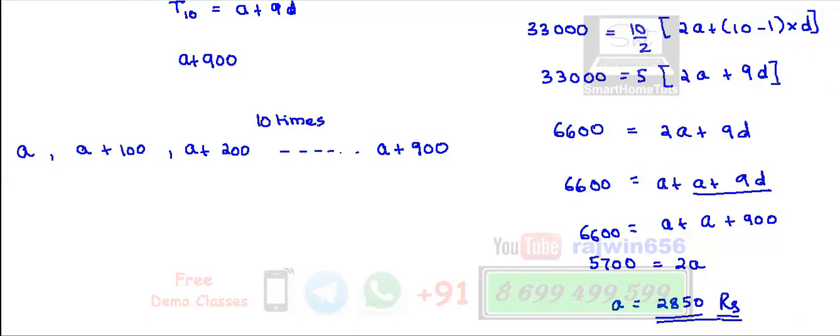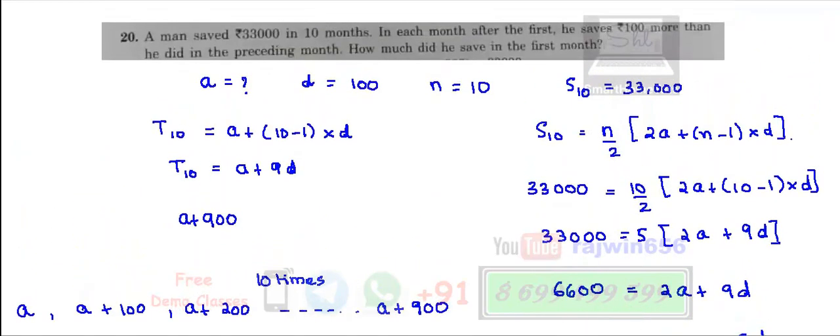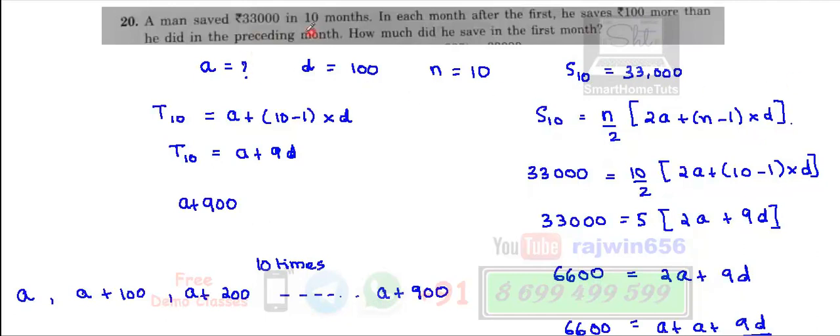I'm just quickly explaining in short what I have done. Total amount saved is 33,000 in 10 months. In the first month, he's saving a certain amount, and then every month he's adding rupees 100 to it, which he is doing 10 times. So 10 times is this part. A, the first term, first month is A, then A plus 100, A plus 200, 10 times he is doing this. The total amount saved is 33,000.